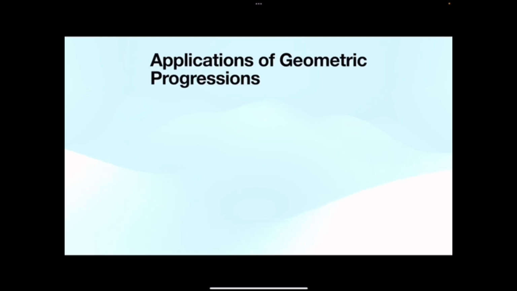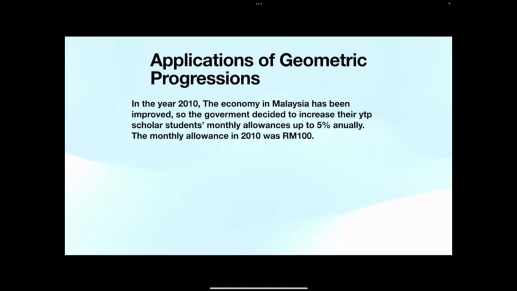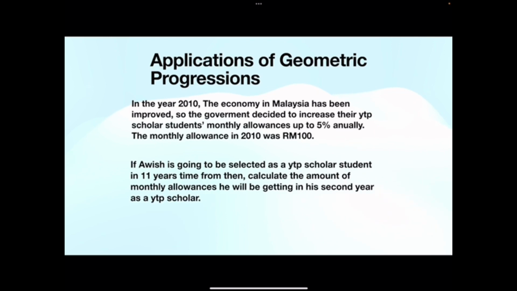Okay, as we move on, I want to discuss applications in geometric progressions. So we have a situation here. In the year 2010, the economy in Malaysia has improved. So the government decided to increase their YTP scholar students' monthly allowances by 5% annually. The monthly allowance in 2010 was RM100. If Awish is going to be selected as a YTP scholar student in 11 years' time, calculate the amount of monthly allowance he will be getting in his second year as a YTP scholar.